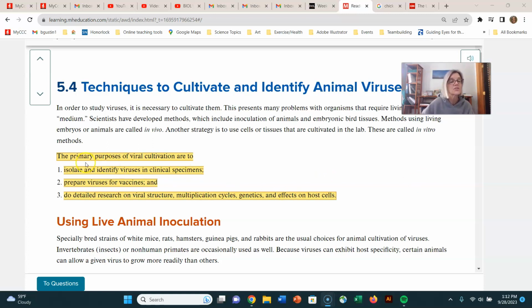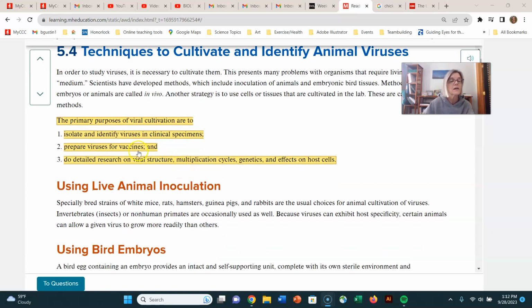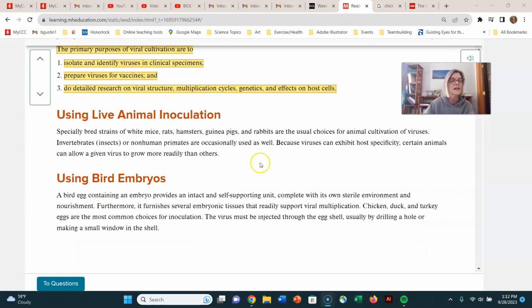Well, you might need to grow a virus to identify it for clinical purposes, to help diagnose diseases. We might need to make viruses for vaccines, and actually, this is one of our biggest reasons why we grow viruses. And finally, there's all sorts of researchers that do research on viruses, so we might need to grow viruses for research purposes. There's three main ways that viruses are grown in the laboratory, and one of them is using live animals.